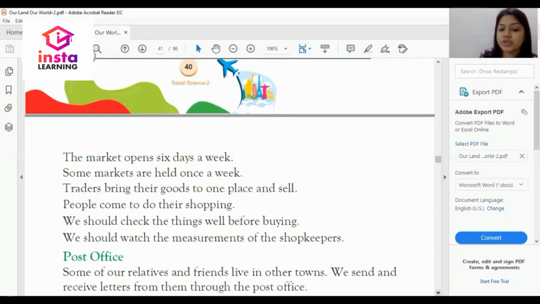We should watch the measurement of the shopkeepers too. So this is all about market.